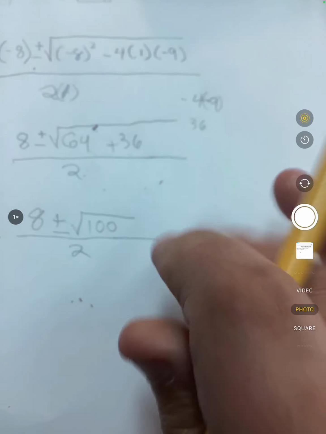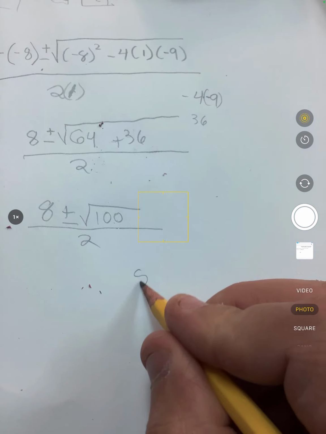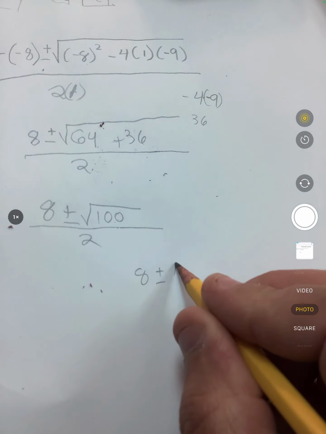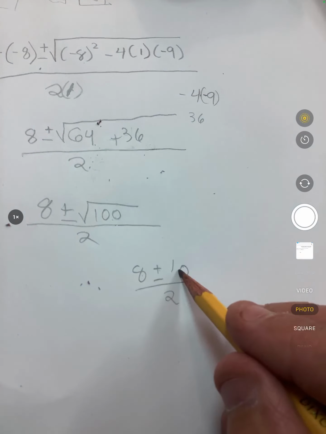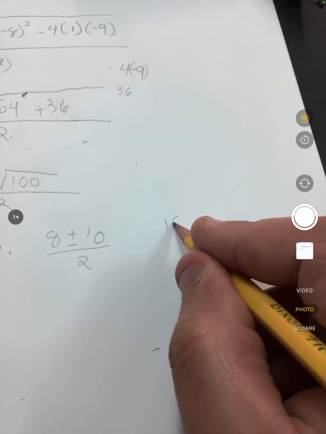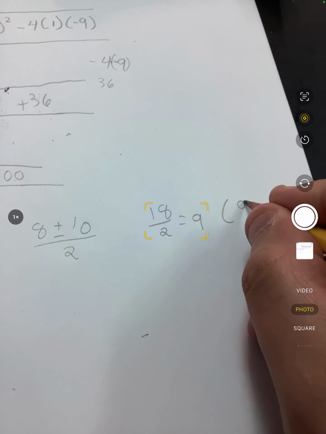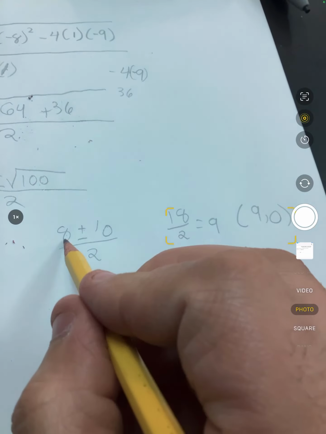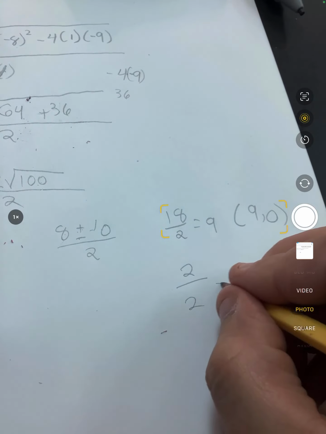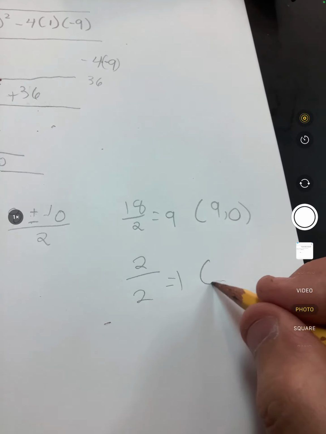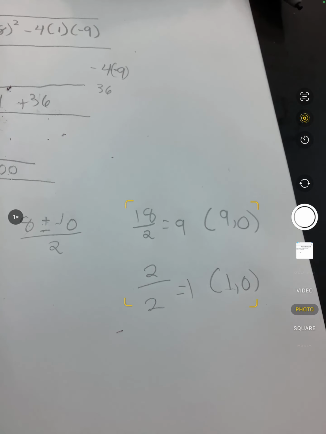The square root of 100 is 10. So I get 8 plus or minus 10 divided by 2. 8 plus 10 is 18 divided by 2, which is 9. So my first zero is 9, 0. 8 minus 10 is negative 2, and negative 2 divided by 2 is negative 1. So my second zero is at negative 1, 0. And that is going to be my set of zeros for this equation.